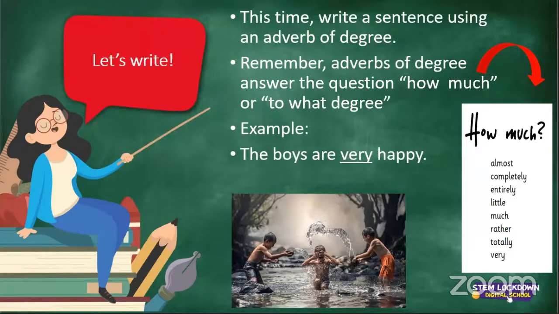Today is very hot. Good, Naledi. The boys are extremely happy playing in the water. Good, Neo. They are totally happy. Yes. The boys are playing in the cold. It looks very cold. Good job, you guys. Well done.